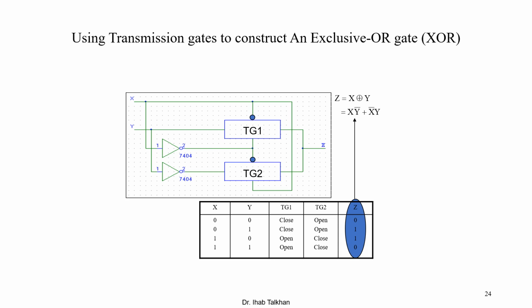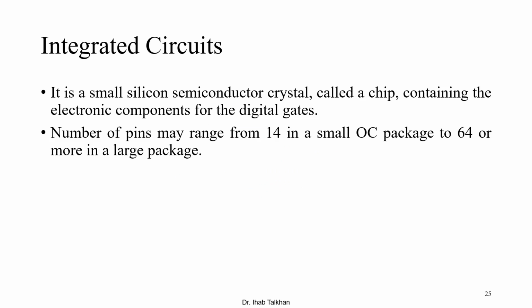Now I need you at home to do the same exercise for all the other gates. You have to build an AND gate, OR gate, XOR, NOR, NAND, whatever. This is how to use the switches. If you don't have any gates in your lab, you can use transmission gates as components, and using an inverter, a power supply and an LED, you can build whatever gates you are looking for. This is an exercise for you to do at home for the other gates.